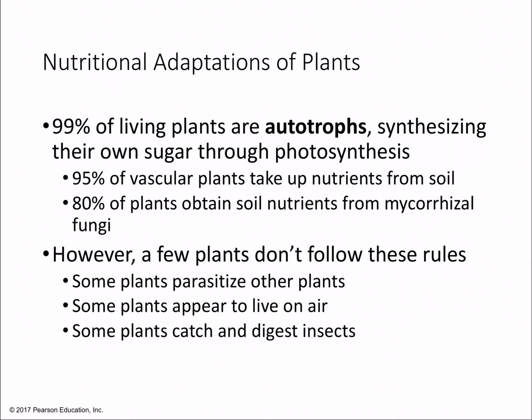Plants that parasitize other plants and latch onto them, like mistletoe, aren't going to be doing their own photosynthesis. Some plants appear to live on air, and they do not latch onto the soil. Those are called epiphytes. I'm surprised that name just came into my head. And some plants can catch and dissect insects. The pitcher plant and the Venus flytrap get their nitrogen from insects and not from the soil.